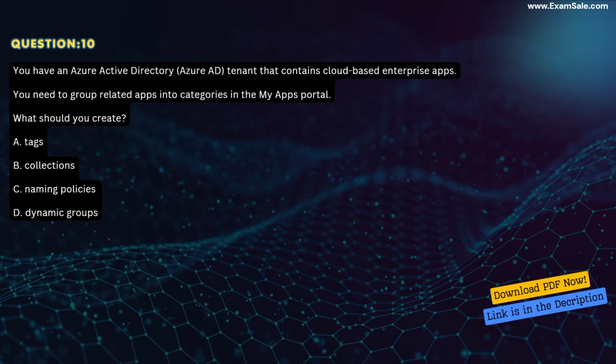Question 10. You have an Azure Active Directory (Azure AD) tenant that contains cloud-based enterprise apps. You need to group related apps into categories in the My Apps portal. What should you create? A. Tags. B. Collections. C. Naming policies. D. Dynamic groups. Correct answer B.